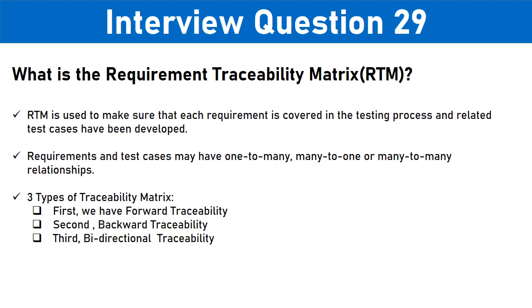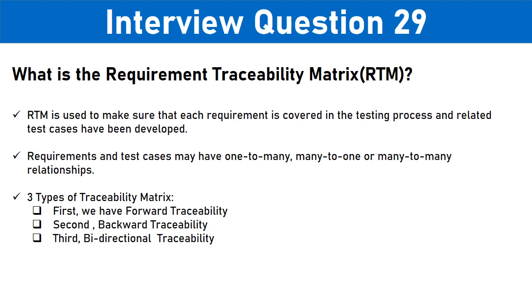So what are the three types of traceability matrix? First, we have forward traceability. In the forward traceability matrix, requirements are mapped to the test cases. It helps in making sure that each requirement is included in the testing process. Proper and thorough tracing of requirements is achieved through this type of matrix.